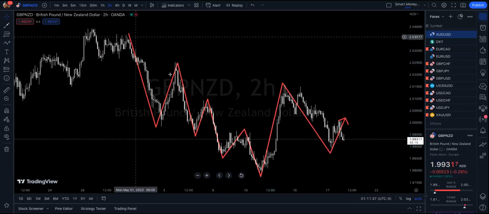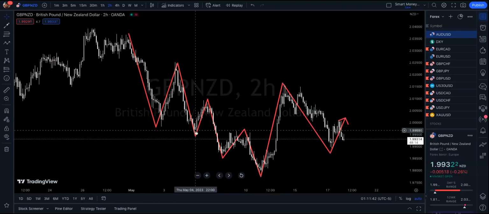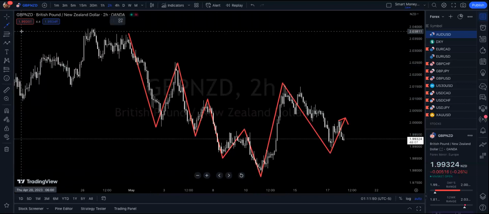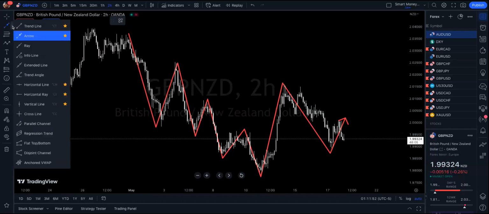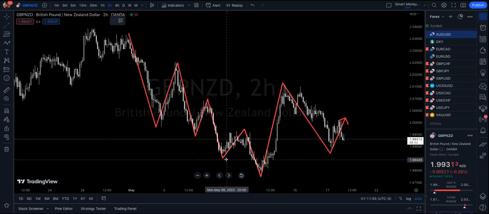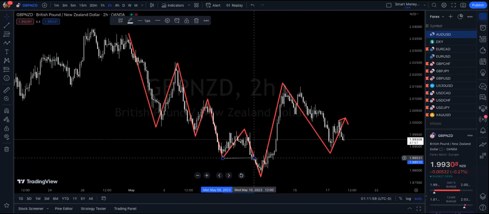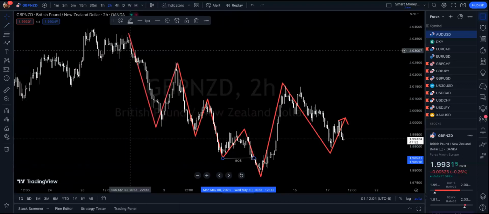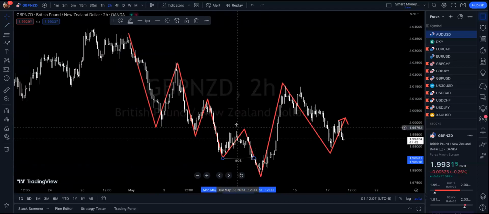As you guys can see, market structure is coming down, making lower lows and lower highs. Then we made this ultimate low that broke this last structure right here. Okay, so we got this last break of structure down there. So you can mark that. And then this lower high was broken. That's called a change of character.